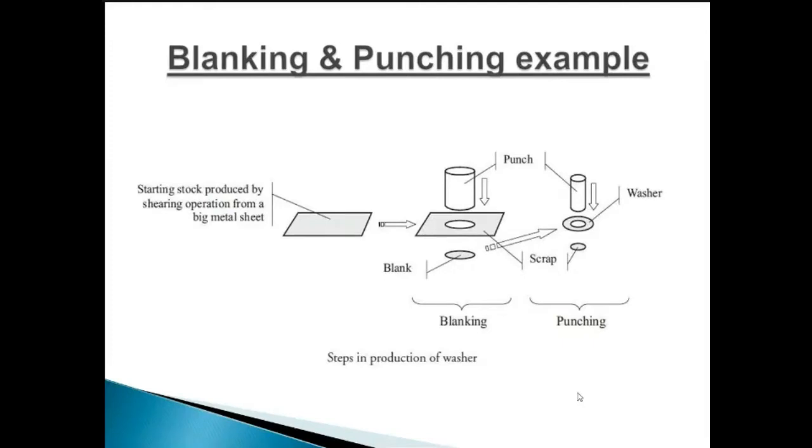That means whatever blank we cut from the sheet metal is the useful product, and from that blank we get the washers in the punching operation. After the punching, some scrap is removed from your operation, and that wastage is nothing but the scrap. So this is the general difference between blanking and punching.